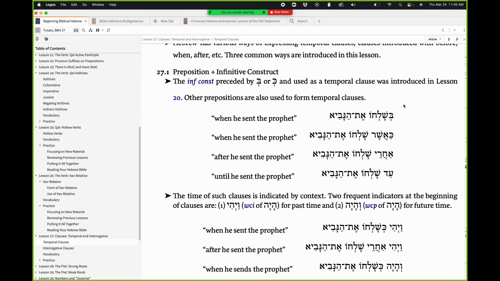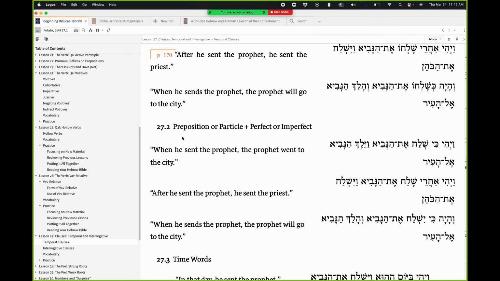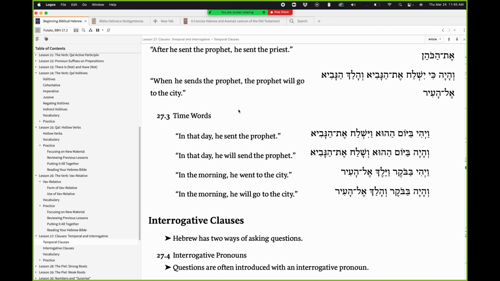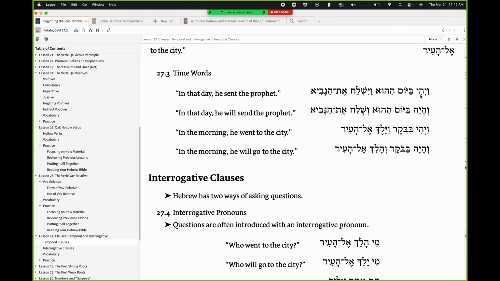The segmentation here is a little confusing. Okay, this whole section is on the preposition plus infinitive construct. Now this new section is on a preposition or particle plus the perfect or the imperfect. But you see they end up getting translated the same way. All right, time words, this is important to pay attention to as well.